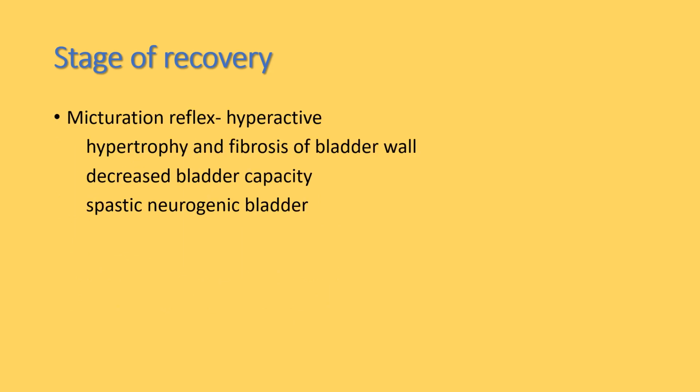In the micturition reflex, hyperactive. So due to the hyperactive micturition reflex, hypertrophy and fibrosis of the bladder wall occur. It decreases the bladder capacity. That bladder is called the spastic neurogenic bladder, which occurs in spinal lesions.